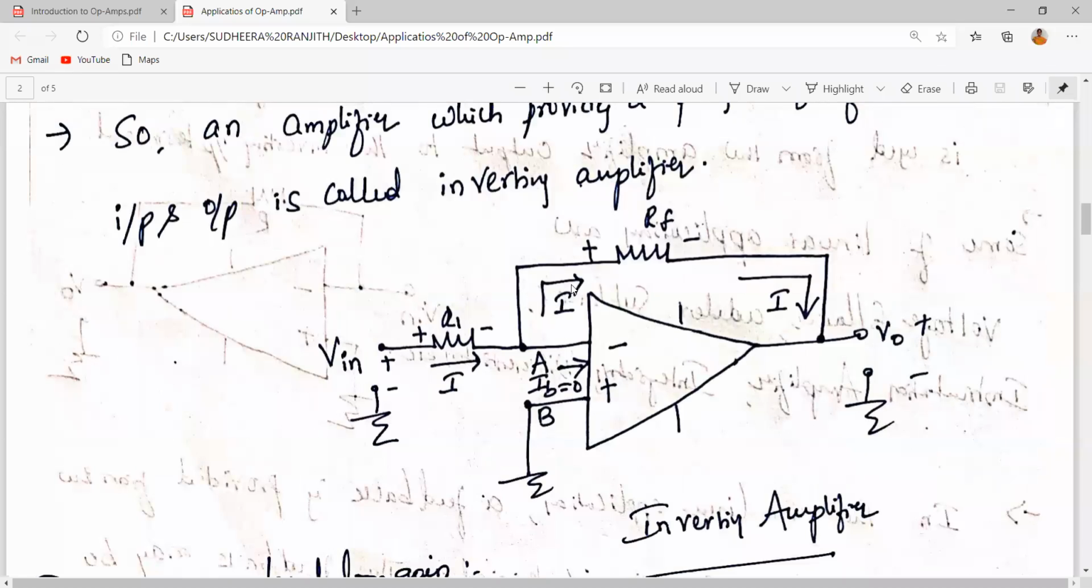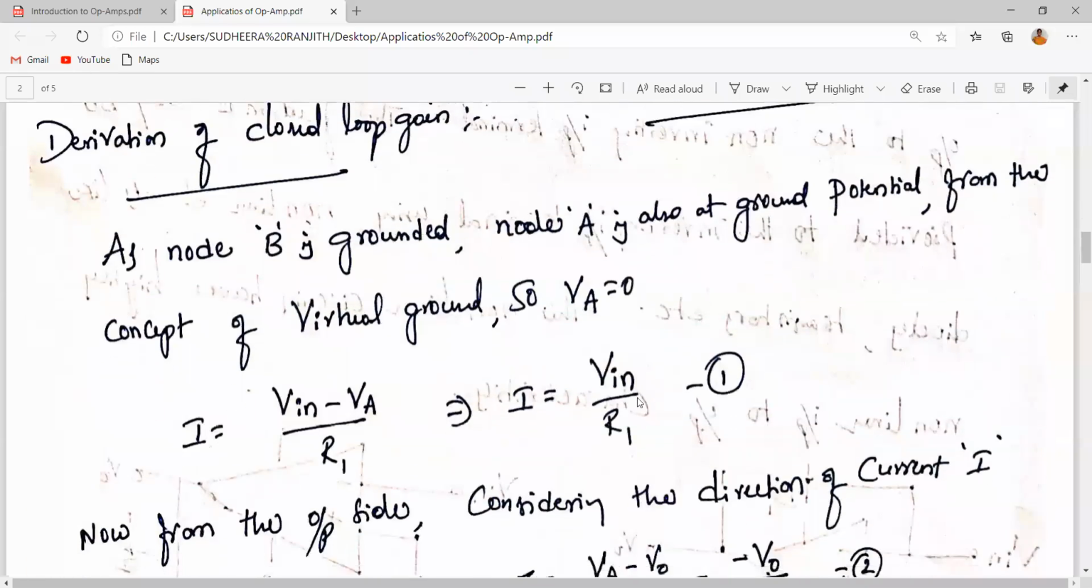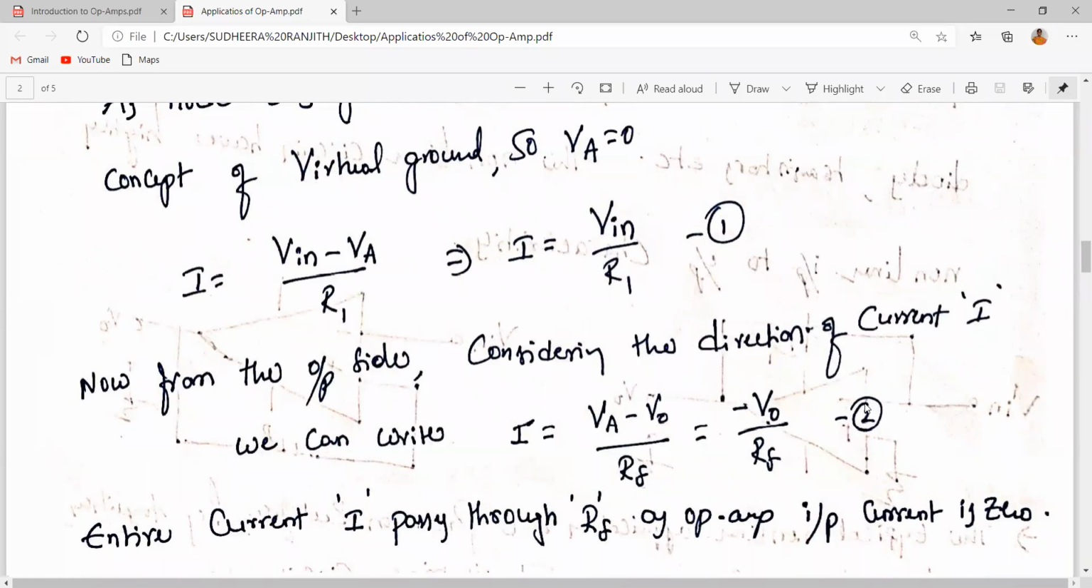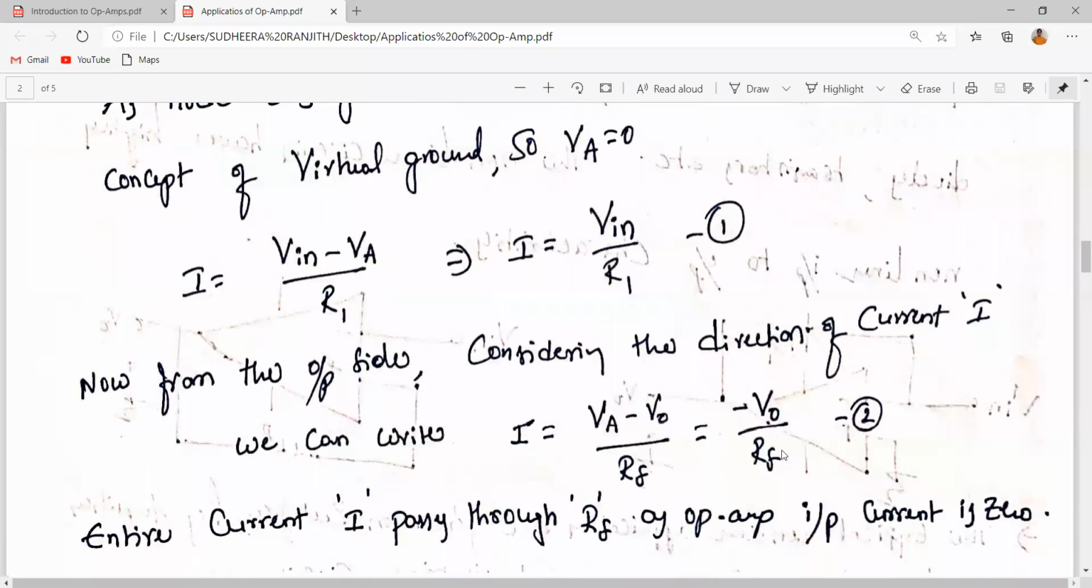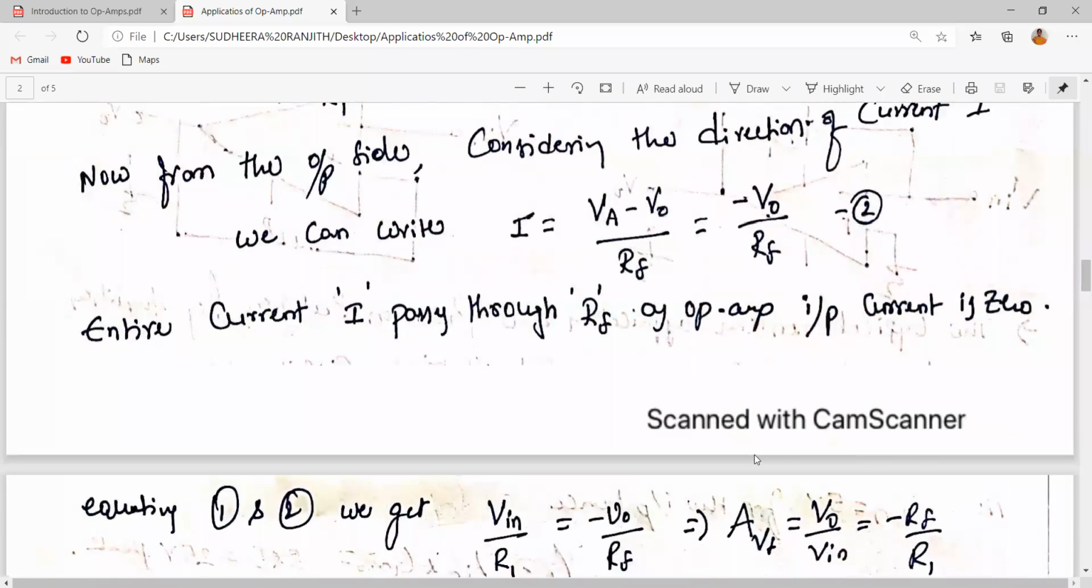The same current flows through RF. That means we have to equate these two currents, equation 1 and equation 2. If you equate those two equations, we get Vin by R1 equal to minus V naught by RF.